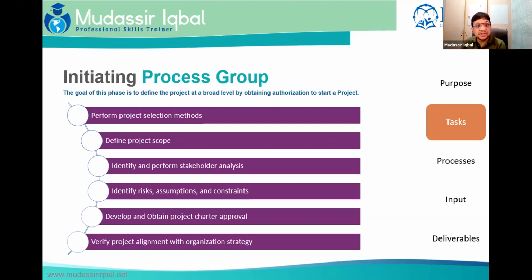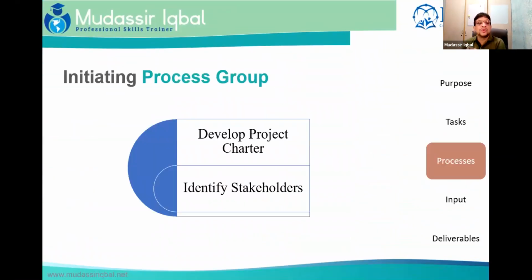In the initiating process group, there are only two processes: define project charter and identify stakeholder. Define project charter is the process to define new project or phase, giving a formal authorization of the project initiation. Provides the project manager an authority to apply the organizational resources to deliver the project objectives.